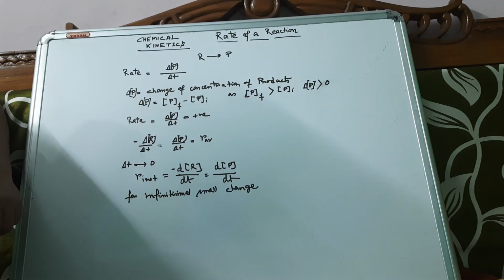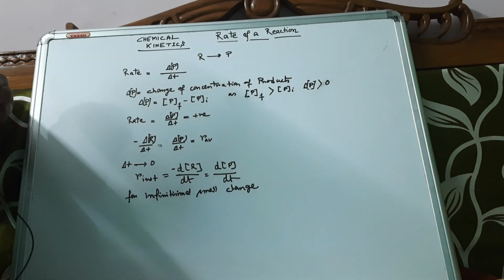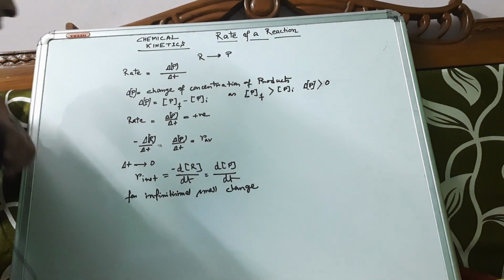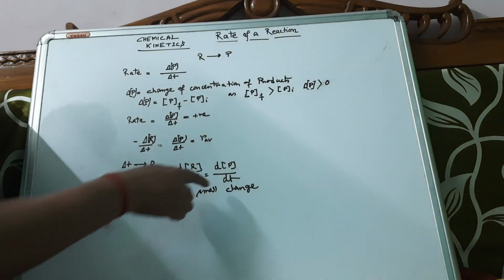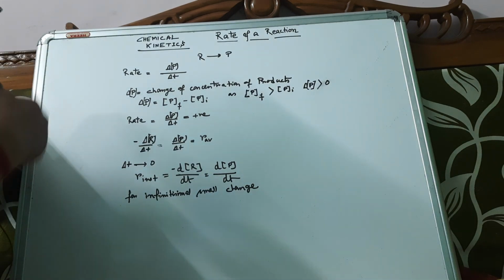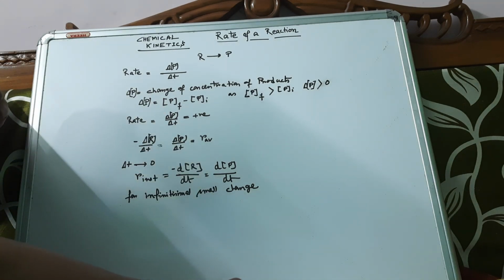Now we are moving to some more complex case. We can derive in that case the differential rate equation. These d's are differential, so these can be called differential rate equations. In some more complicated cases we are going to look at this.